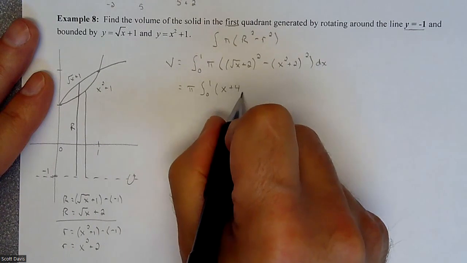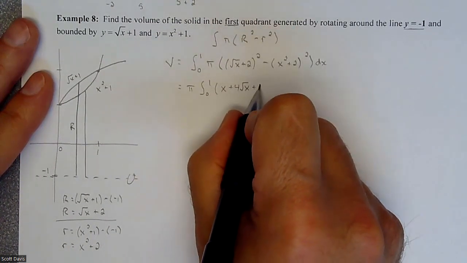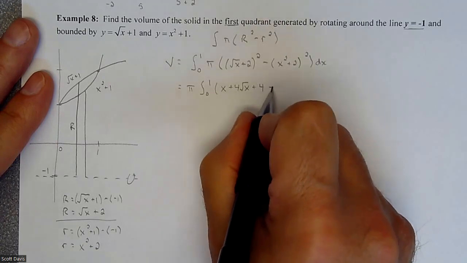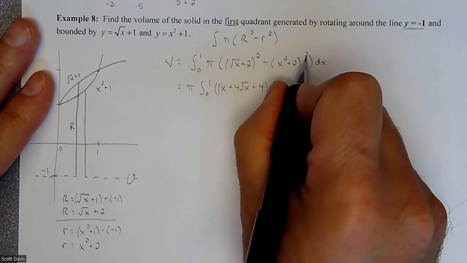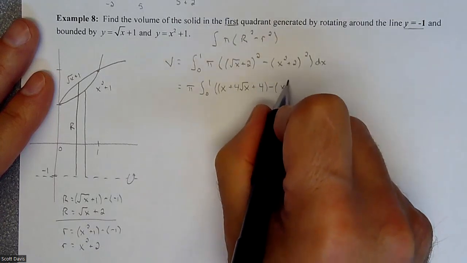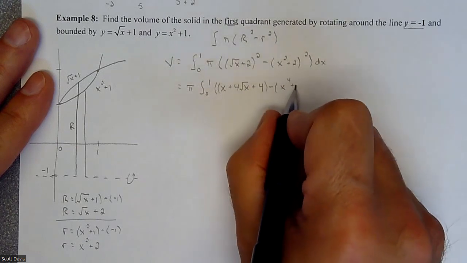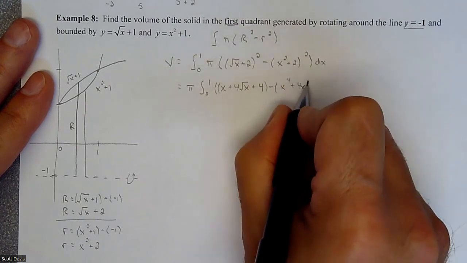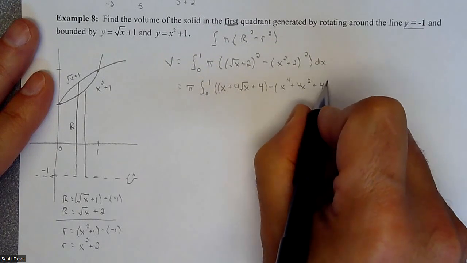So plus a 4 square root of x, plus 2 times 2 is 4. Minus, so let me put, there's the first equation, minus the second equation, which is going to be x squared times x squared, x to the fourth, 2x squared plus another 2x squared is plus 4x squared, and then 2 times 2 is 4.